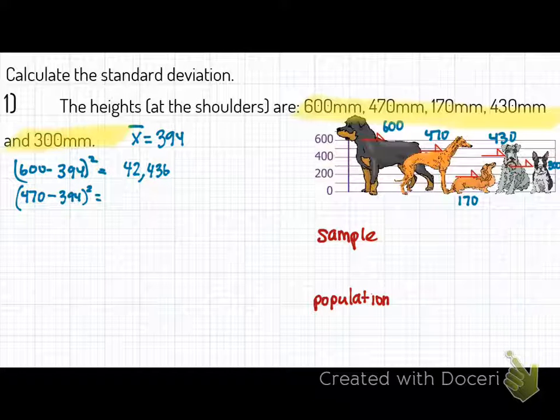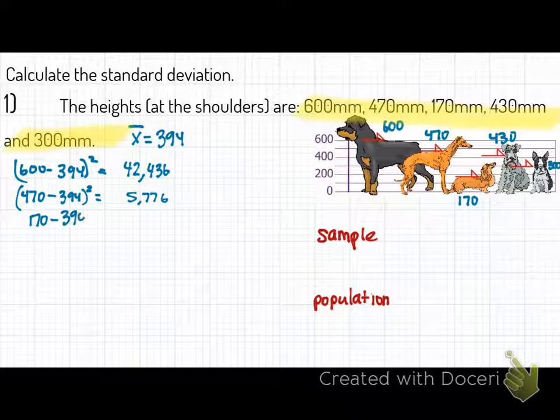So, okay, so now, what is 470 minus 394? 76. Okay, 76 squared is? 5,700. Good. Next one. What's the size of the wiener dog? 170 subtract 394. What is it? -224. Okay.